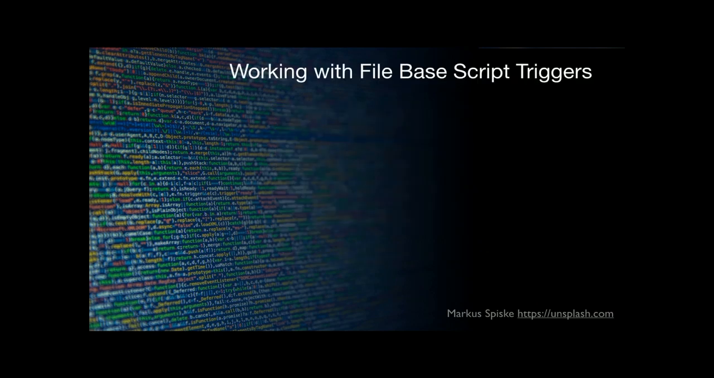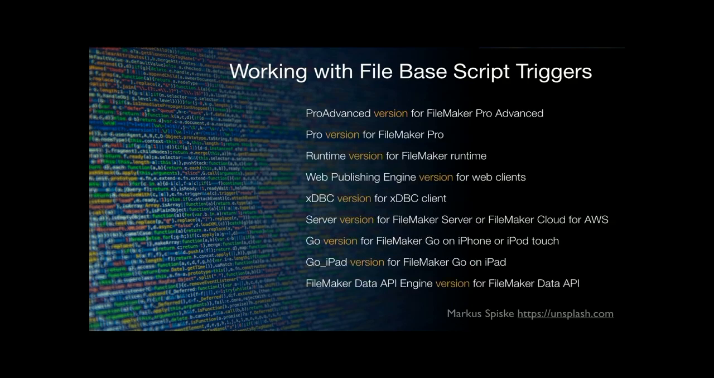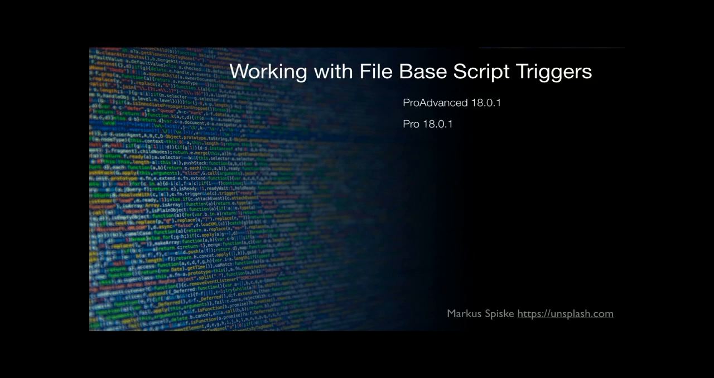Okay, so working with file-based script triggers, you also want to check what version you're running, so you can get the version of the application that's running. So you can understand what engine you're on by that. If you ask for get application version, you'll get these strings back for what version you're running. So you can determine whether you're on a server process that's performing scripts on server, whether you're on Pro, or whether you're on WebDirect, and so on and so forth.